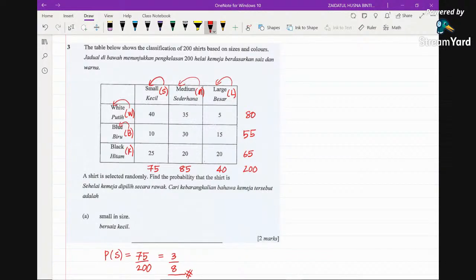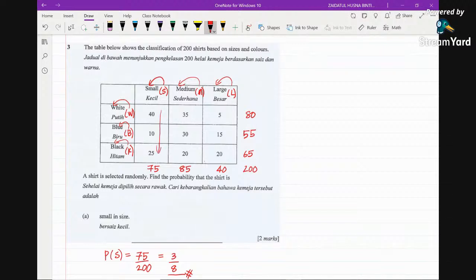Okay, and for the black, I don't use the B letter anymore because the B letter has been used for the blue shirt, right? So I use the K letter to represent black shirt. Okay, and then after we have denoted all the letters, we can find the sum first, okay?